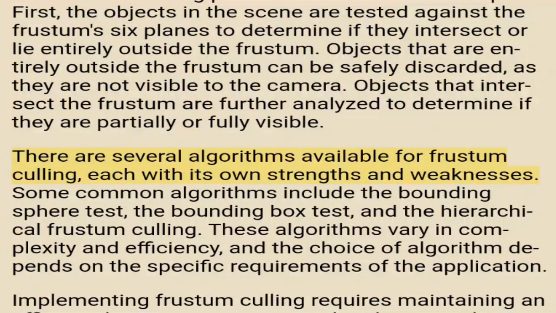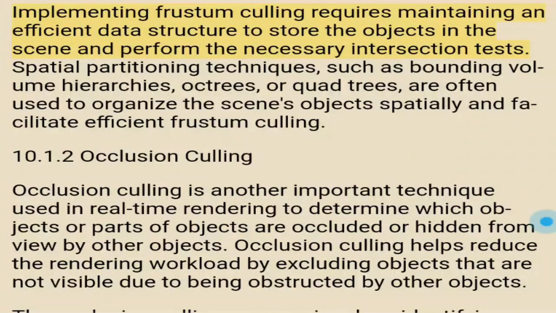There are several algorithms available for frustum culling, each with its own strengths and weaknesses. Some common algorithms include the bounding sphere test, the bounding box test, and the hierarchical frustum culling. These algorithms vary in complexity and efficiency, and the choice of algorithm depends on the specific requirements of the application. Implementing frustum culling requires maintaining an efficient data structure to store the objects in the scene and perform the necessary intersection tests. Spatial partitioning techniques, such as bounding volume hierarchies, octrees, or quad trees, are often used to organize the scene's objects spatially and facilitate efficient frustum culling.